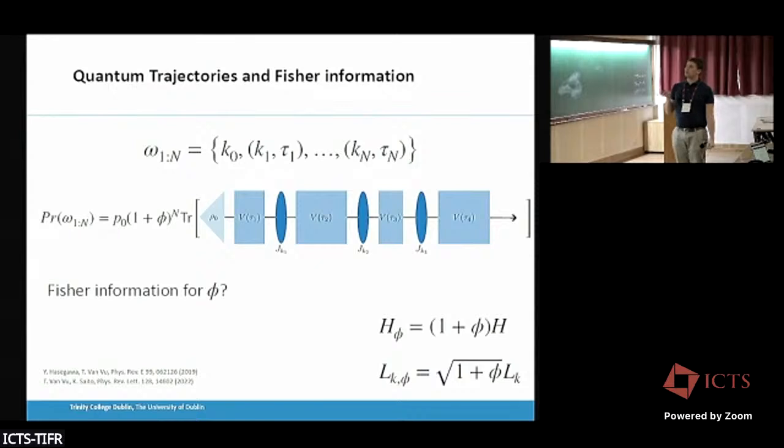Now, we also have this kind of encoding, and every time there is a jump, it gives a 1 plus phi factor that comes from here, and then something remains inside this term, and that's in particular due to the fact that the V contains the 1 plus phi factor in the Hamiltonian, and the square root of 1 plus phi in the jumps. So starting from here, we can ask what's the Fisher information contained in this probability distribution for our fixed issues parameter phi.